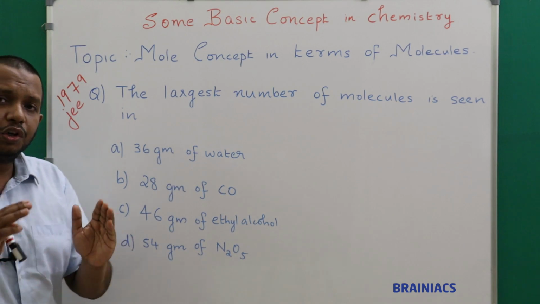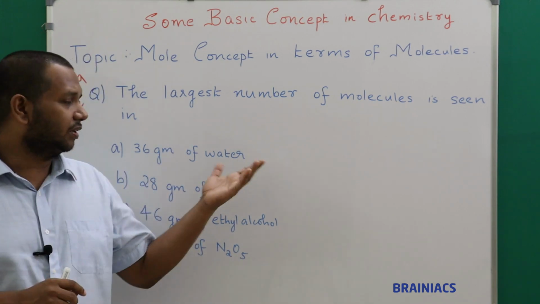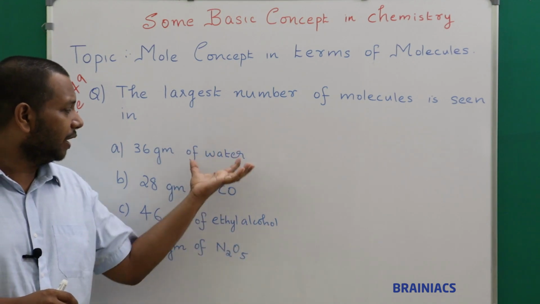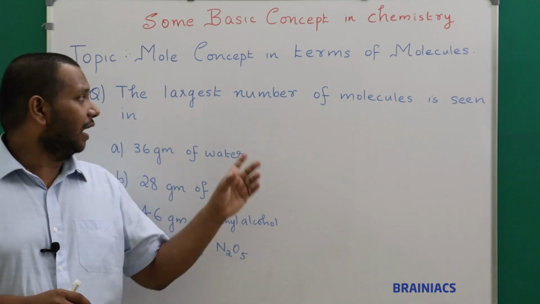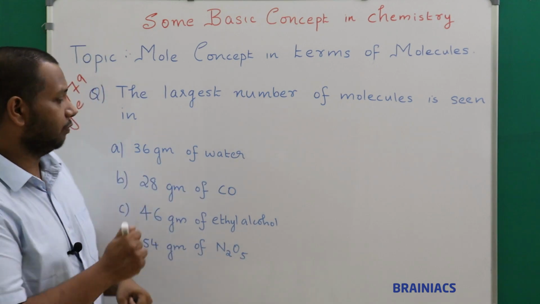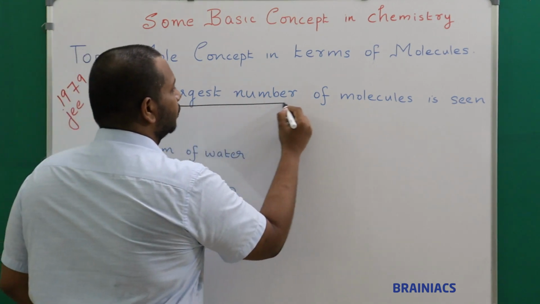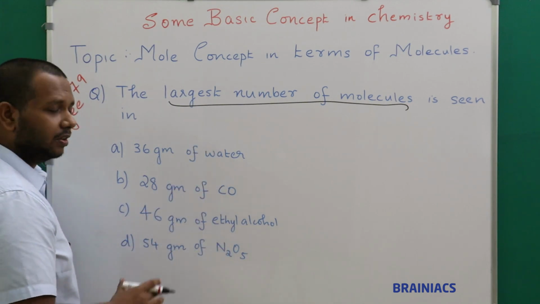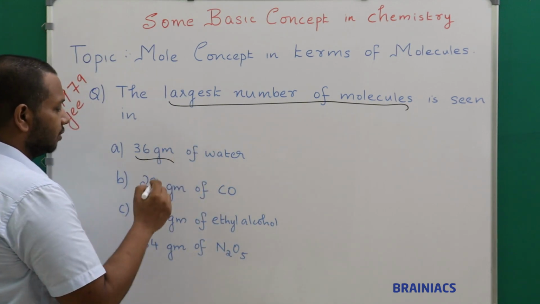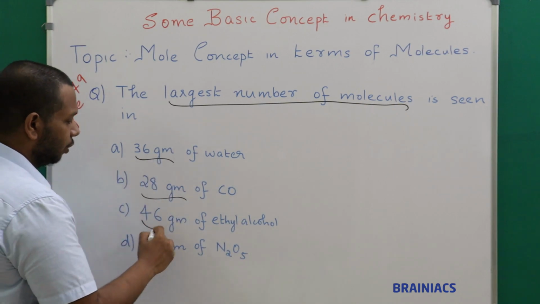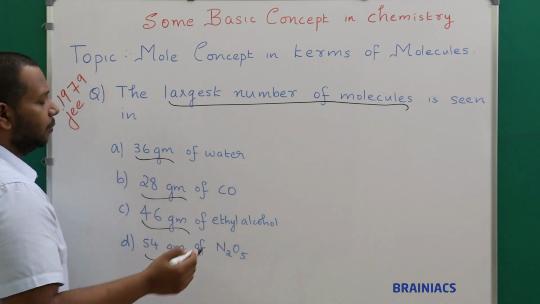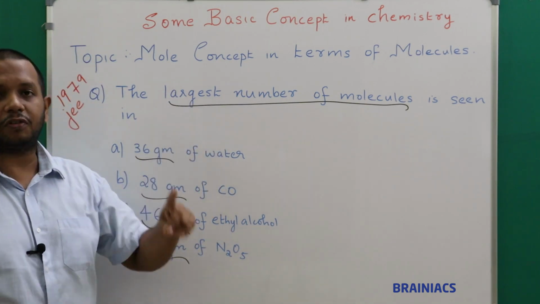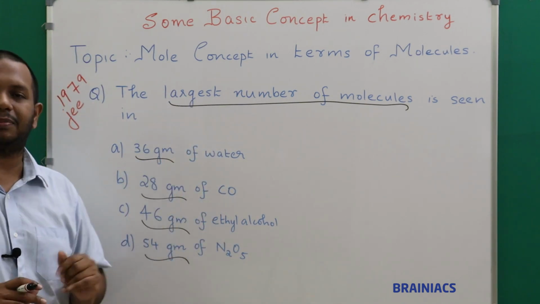Here, first of all we will analyze, and I will tell the shortcuts also along with that. We are going to compare the 4 options. They are asking for the largest number of molecules. The number of molecules is what they are asking you to calculate. And what have they given in the 4 options? In the first option they have given mass, second option mass, third option also mass, and fourth option also mass. So, which 2 terms do you need to relate? The number of molecules and mass in grams.